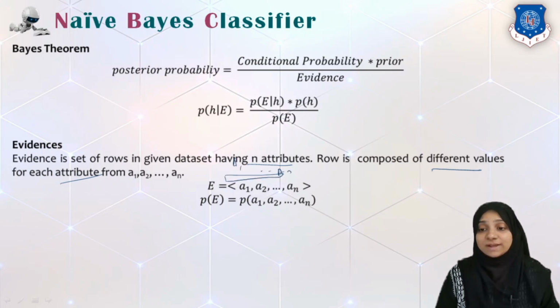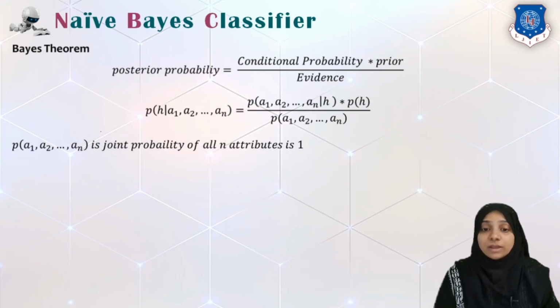So first row will contain values from small a1 to small an. That's why we represent evidence E as a row or a tuple which is enclosed in angular brackets with a set of n values. And probability of evidence is nothing but probability of all these values occurring in a table out of total number of rows. And we calculate joint probability. So instead of writing E, we are substituting the set of row values or attribute values.